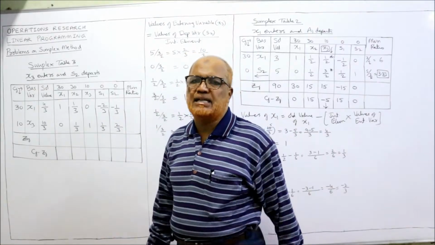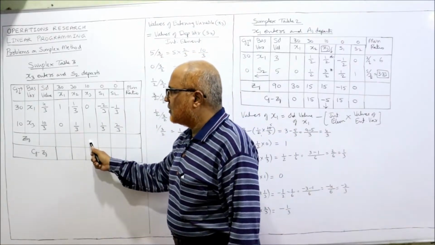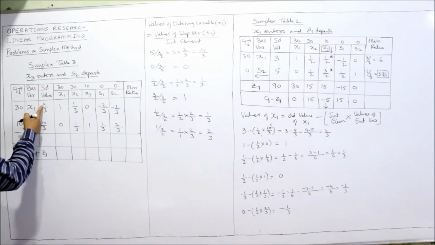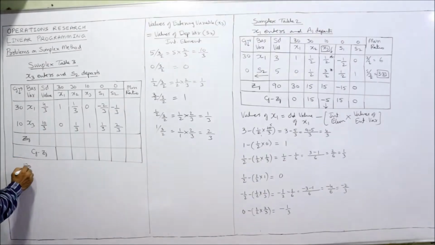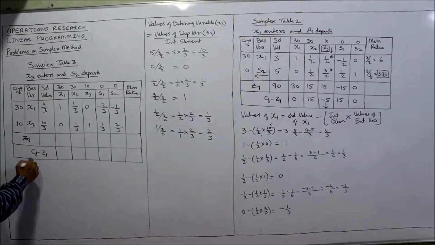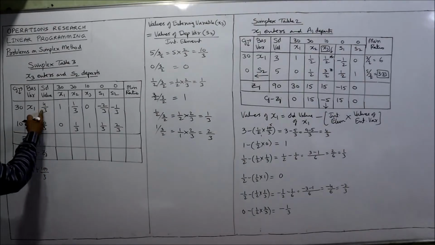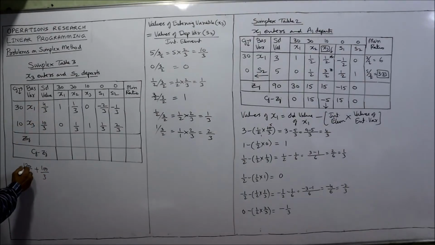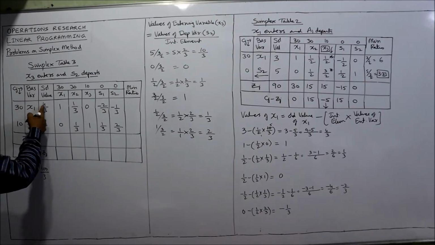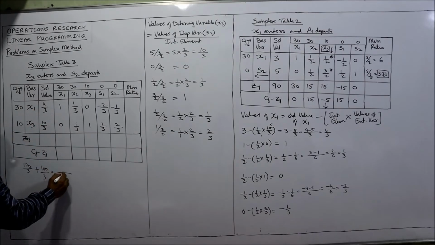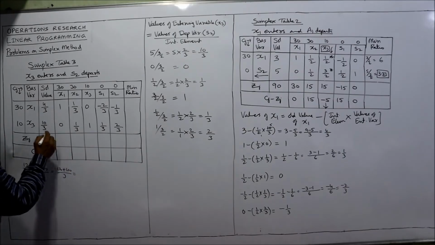Now we need the zj value, right? So multiply. Here 30 into 4. 30 into 4 is 120. 120 by 4 plus 10 into 10, 100. 100 by 3. This is also 3. 30 into 4 is 120. 120 by 3 plus 100 by 3. LCM if we take 3, then 120 plus 100. That is 220 by 3.